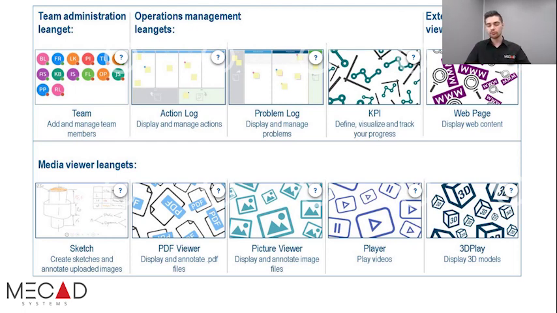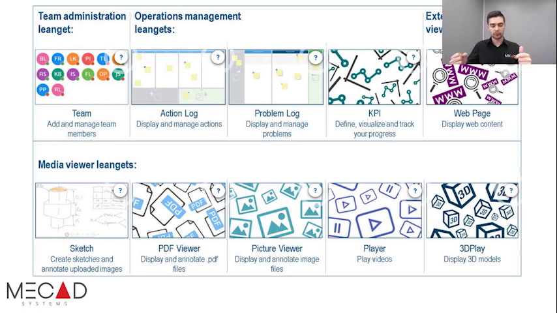The KPI tool is just a way of measuring KPIs, be that things like maintenance, production, products per day, or whatever it is you want to measure regularly. You can do that in the KPI tool. And then there's a bunch of preview tools. You'll see web page, 3D player, picture viewer, PDF viewer. These are all tools that allow you to open things like CAD designs, websites, videos, images, even PDFs within these tools and actually make markup on them.